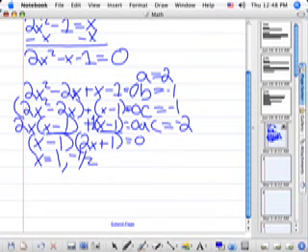I think you could have factored 2x squared minus x minus 1, probably with trial and error, just as quickly, but the AC method works fine too. Very good.